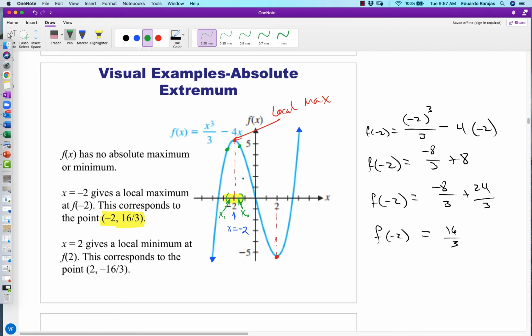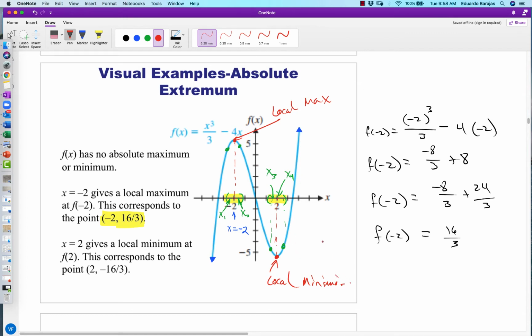Again, thinking about the definition, it means that there exists a little neighborhood around positive 2, like that, such that whenever I pick any other x value near 2, so maybe x sub 3 is that guy, or maybe x sub 4 is that guy, right? So it could be any x value in this little highlighted area. And it turns out that no matter which one I choose, they won't be quite as low as this one. It'll be greater than or equal to that one. So that establishes a local minimum here.